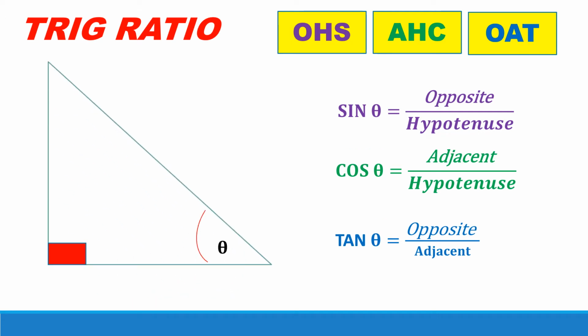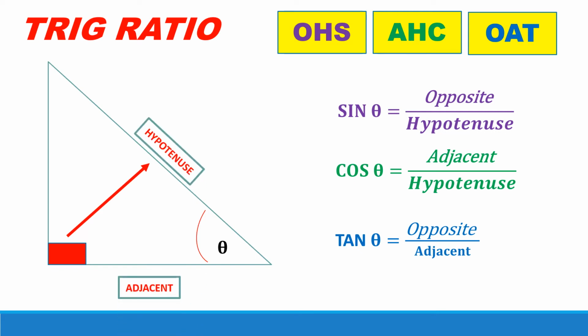Here is our right angle triangle. We represent the right angle by a square box. This time it's red. And then we have angle theta. The side of the triangle that's opposite the right angle is known as the hypotenuse. The side that is right next to the theta angle is the adjacent. And the side that is right opposite theta is the opposite side of the right angle triangle.